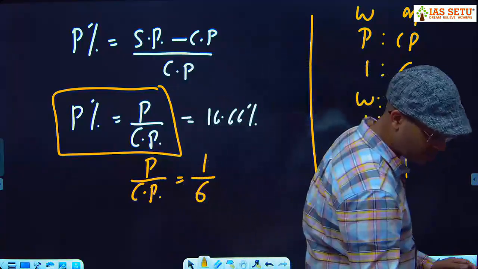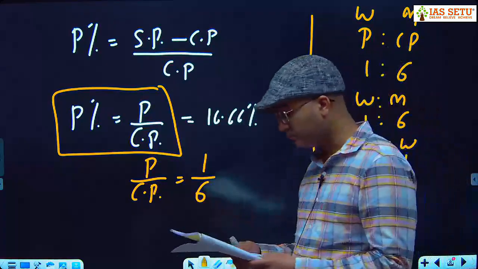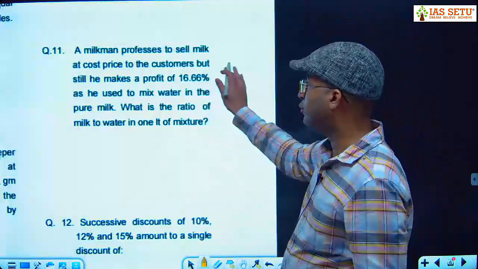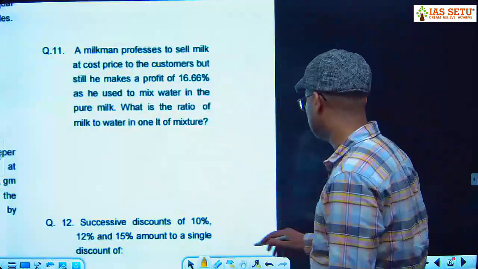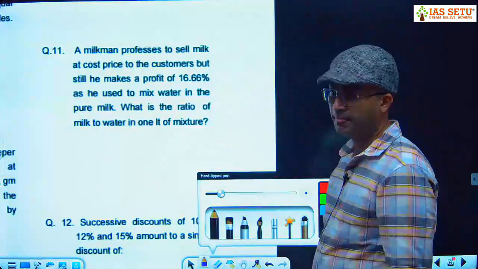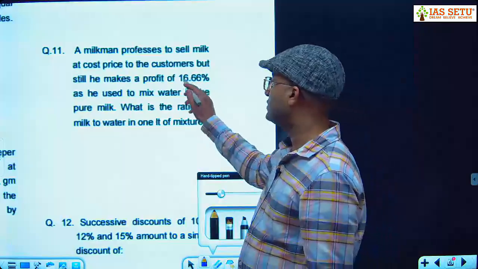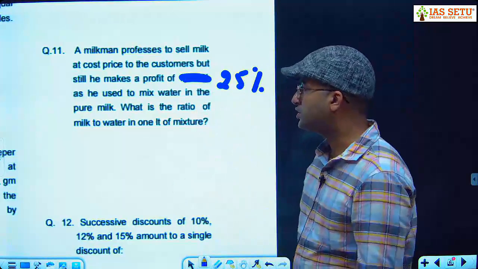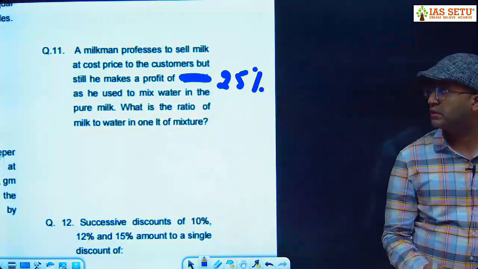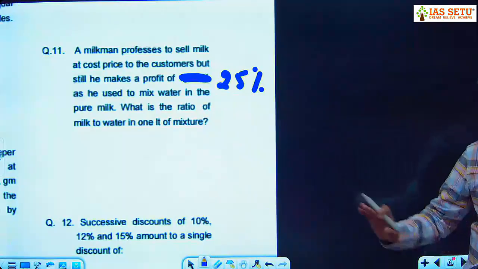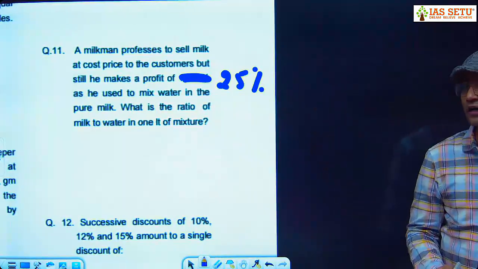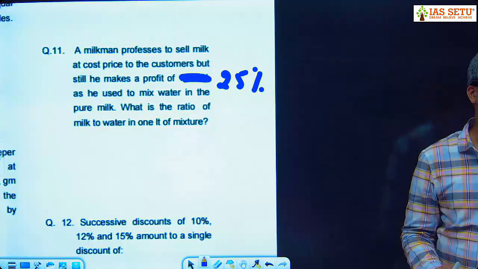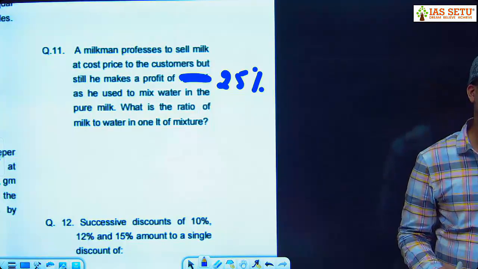Let us try one extra question. You can note it down. A milkman professes to sell milk at cost price to the customer. Okay, same question, but instead of 16.66% you make it 25%. Still he makes a profit of 25%. Question number 11, same question. For 25% you find what is the ratio of milk to water in 1 liter of mixture. So we have to find the milk to water ratio.